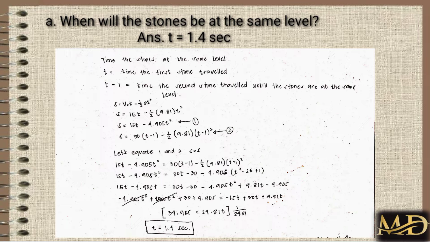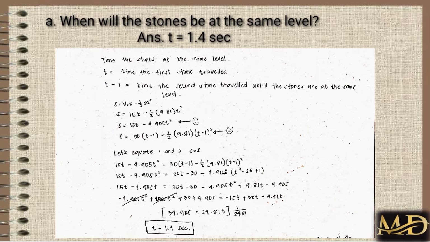T is equal to the time the first stone traveled. T minus 1 is equal to the time the second stone traveled until the stones are at the same level. S is equal to V0 T minus 1/2 g T squared, which is 15T minus 1/2 times 9.81 T squared. Then S is equal to 15T minus 4.905 T squared, the equation number 1.